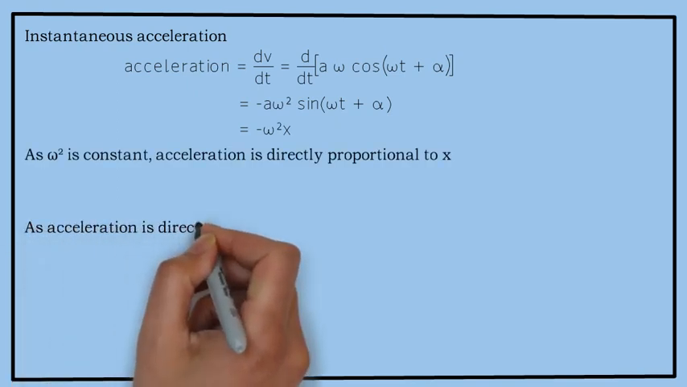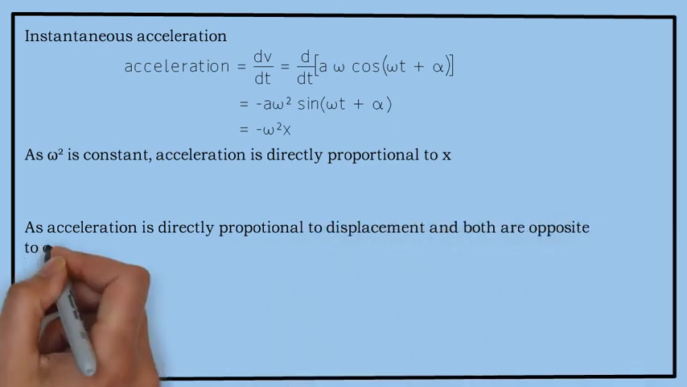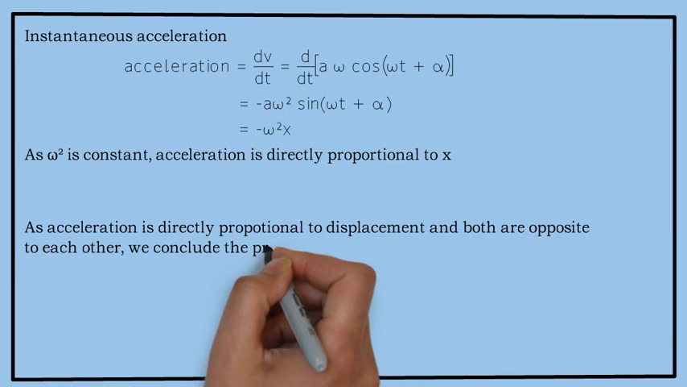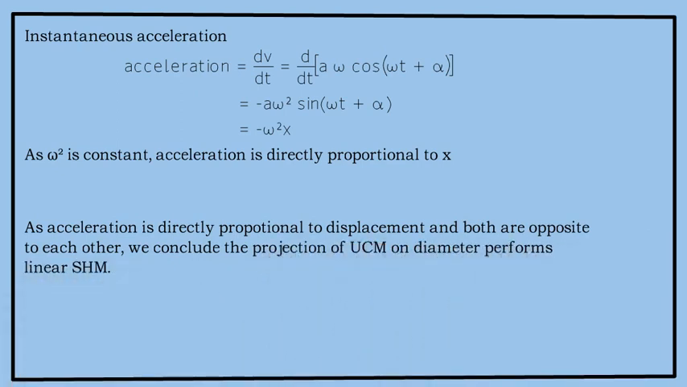Acceleration is directly proportional to displacement and both are opposite to each other. We conclude that the projection of UCM on a diameter performs linear SHM, because that is the condition for a particle to perform SHM: the acceleration has to be directly proportional to displacement and on the negative side.